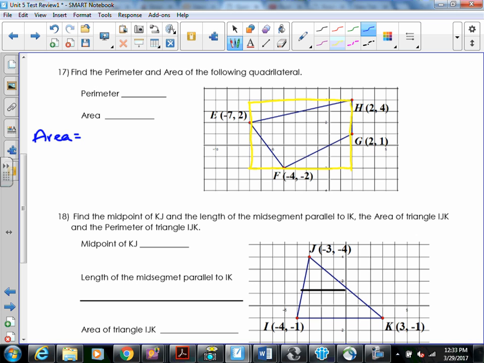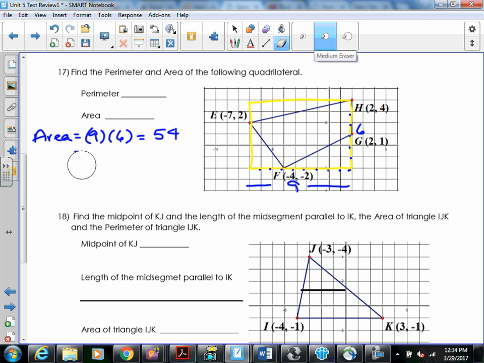Now, the area for this entire rectangle is going to be length times width, so you can count across the bottom, it's 1, 2, 3, 4, 5, 6, 7, 8, 9 units long. And then from the top to bottom is 1, 2, 3, 4, 5, 6. So the area of the rectangle is going to be 9 times 6, which is 54 square units. That's the area for the yellow rectangle that we just drew.